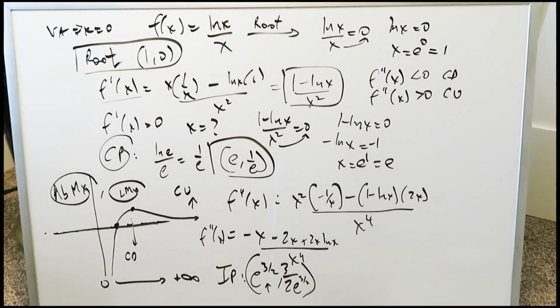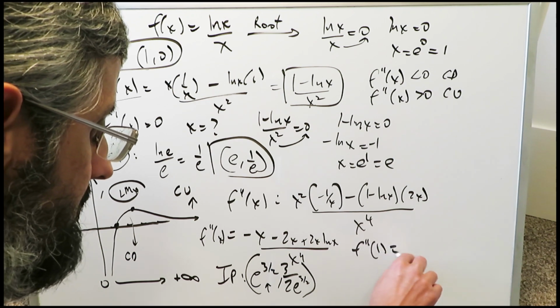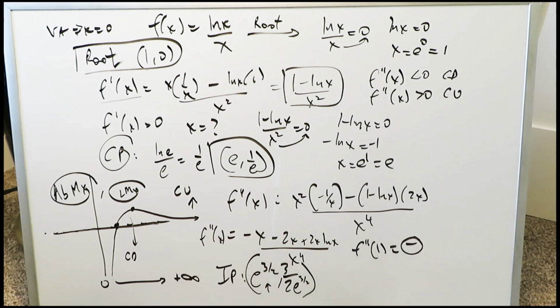Why am I picking a value between 0 and e to the 3 over 2? Because that's my inflection point. It represents the transition from one concavity to the other. A good value between that and 0 is 1. When I put 1 into this equation right here, you get a negative outcome. You can do it for yourself, it will be a negative outcome, which tells you that you do indeed have a concavity down for a value before this but after 0.